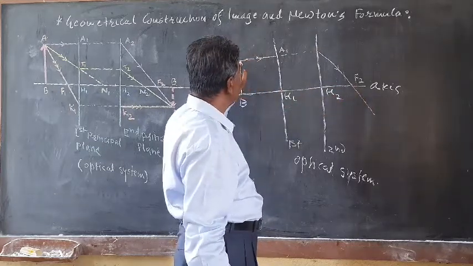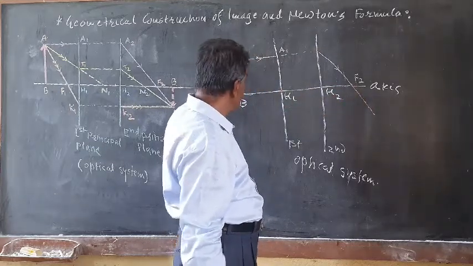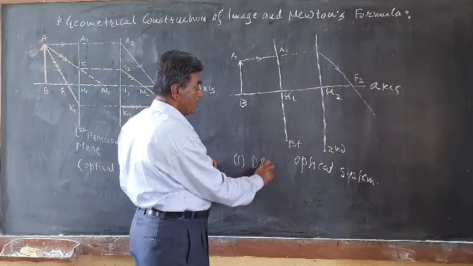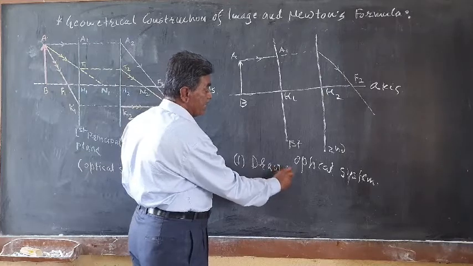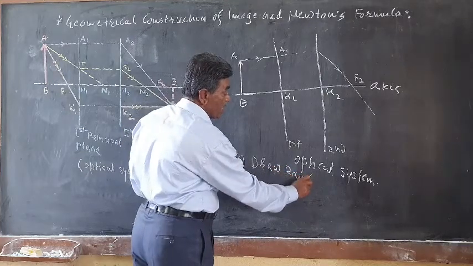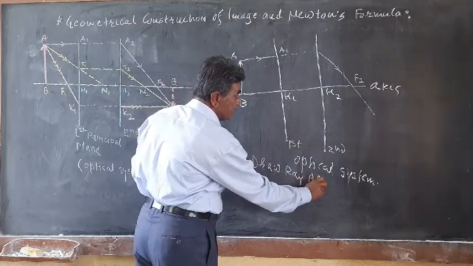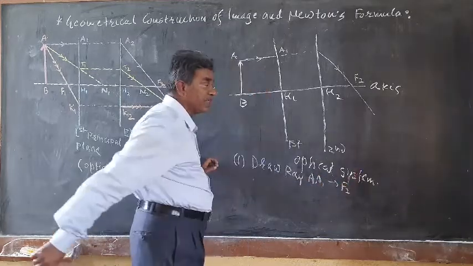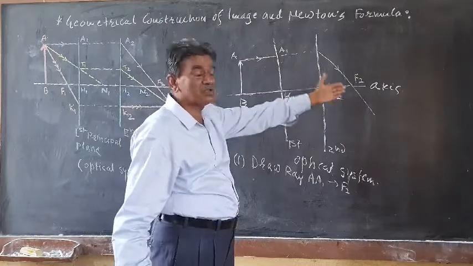So to construct the image point of A, first you have to draw the ray AA1 parallel to the axis here, and it is related to the second focal point, that is F2 here. After refraction it passes through like this.